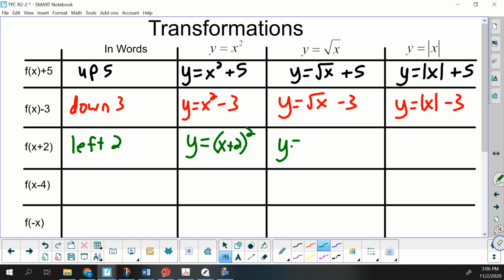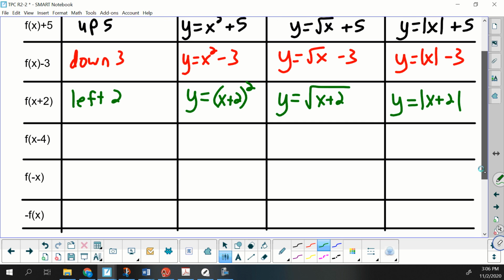And we'll have y equals, and instead of x having the square root done to it, we'll have x plus 2 having the square root done to it. And then lastly for that row, instead of x having an absolute value, we'll have x plus 2 to have the absolute value taken of it.